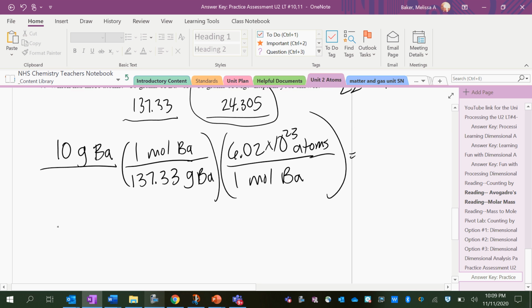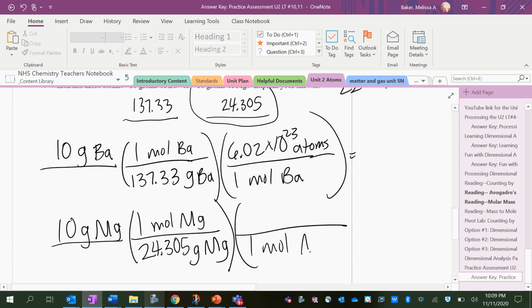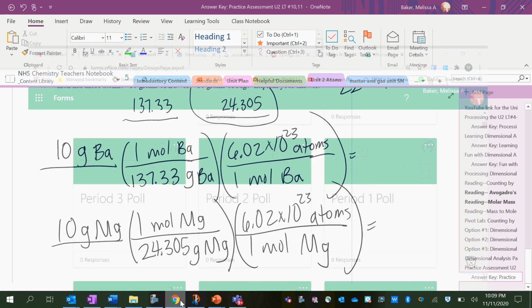Okay, and then we're going to do the same setup for magnesium. 10 grams of magnesium, 1 mole of magnesium weighs 24.305 grams, and 1 mole of magnesium contains 6.02 times 10 to the 23rd atoms. Okay, so multiply across the top, divide by the bottom to figure out which one has the most atoms.